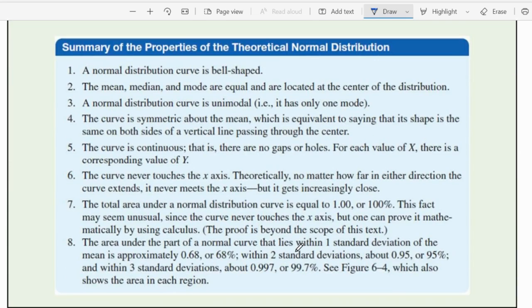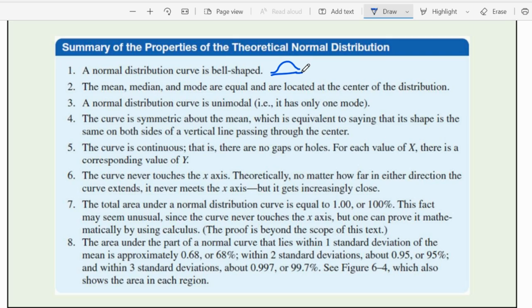So here are the 8 properties of a normal distribution. Again, this is the ideal theoretical one that every graph strives to be. The first is that a normal distribution curve is bell-shaped. That's the picture that I was just drawing, and that's the picture that you're going to draw over and over and over again. The mean, the median, and the mode are equal and are all located at the center of the distribution. We're going to see a picture of this on the next slide.